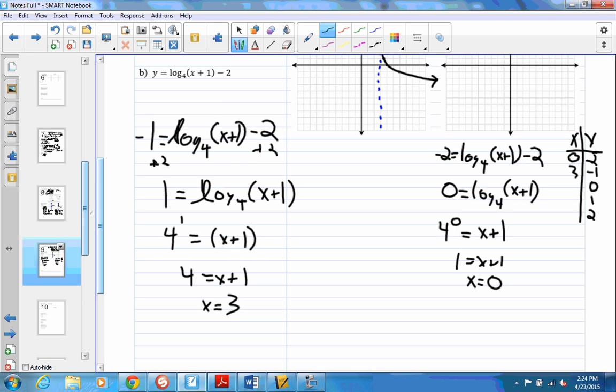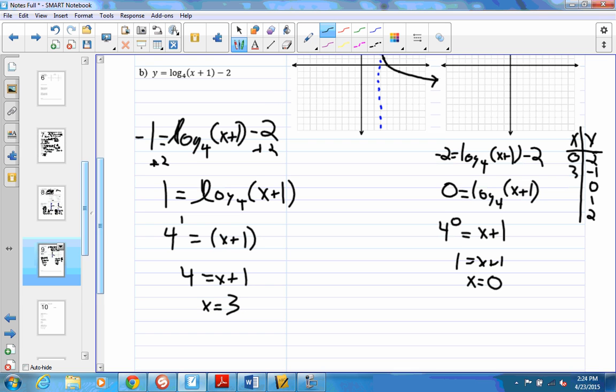So before you do any of this logging, the switching to exponential form, you've got to make sure there's nothing else on that log side. It's like PEMDAS. It's not actually PEMDAS, it doesn't fit. It should be.